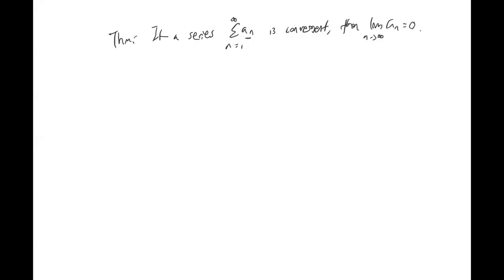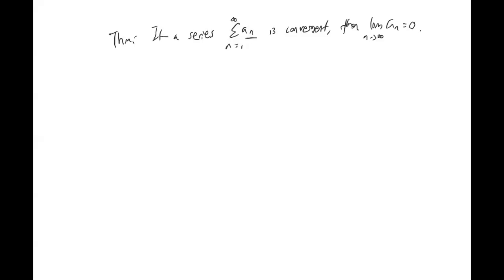Okay, let's get started. So there's a theorem that says if a series sum a_n is convergent, then the limit as n goes to infinity of a_n is 0. So if the series converges, the sequence inside has to go to 0.